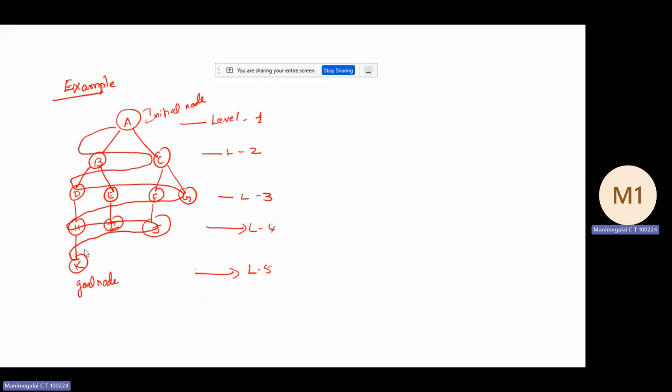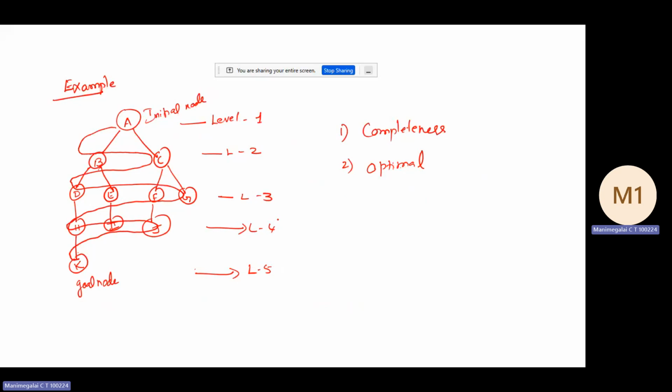For any search algorithm, what are the properties? One is completeness. Yes, it is complete because it is giving a solution. Is it optimal? Yes, it is optimal because it is giving the best solution. And time complexity.